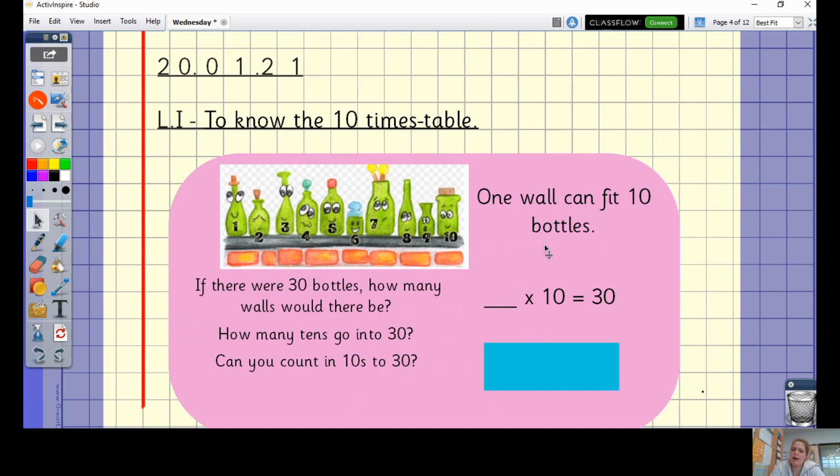So again, the question you need to think about is how many tens go into 30, and have a go at counting in tens up to 30. Okay, have a go at that first on your own and have a go at finishing off this multiplication number sentence. Okay, let's do it together then. So we're counting tens up to 30. 10, 20, 30. Okay, so hopefully you've got the same as me. 3 groups of 10 equals 30, or 3 multiplied by 10 equals 30. So to fit those 30 bottles, you would need 3 walls.